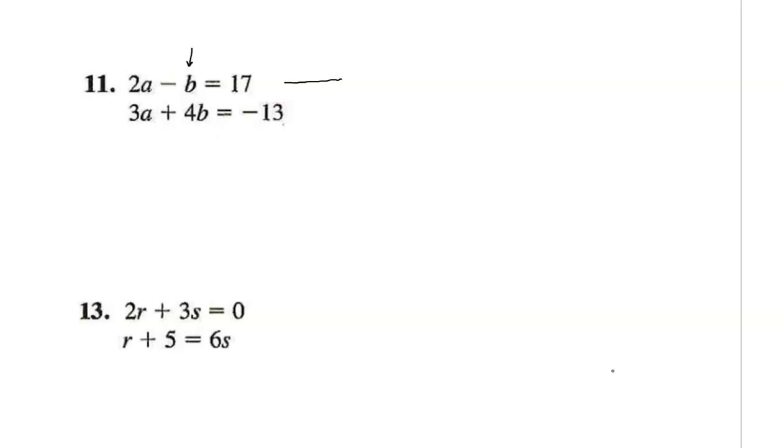So our first step will be to transform that first equation. Get the letter b alone. There's different ways you could accomplish it. I'm going to add the b to the right side, getting it alone, and subtract the 17 to the left side so that the 17 is subtracted from the 2a. Now the letter b is alone.